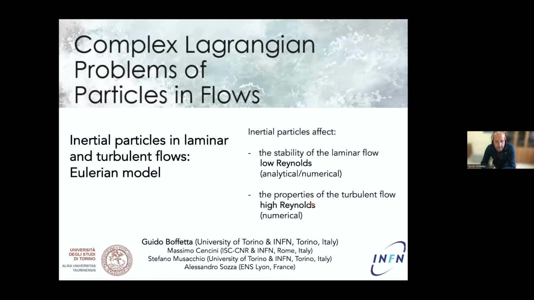So I will present some recent results obtained in collaboration with Massimo, with Stefano Musacchio and Alessandro Sozza, on a simple model for inertial particles in a very simple flow, which is the Kolmogorov flow. And I will present two kinds of results. One is at low Reynolds number: we study the stability of the Kolmogorov flow and how the presence of inertial particles affects the stability. And in the second part, I will present some results at high Reynolds number in the case of a turbulent flow.